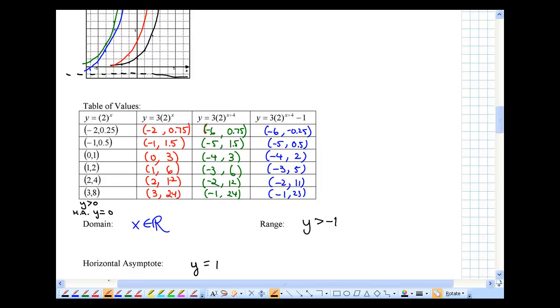I'm going to get you to turn the page and try example B. Let's just at least go through the first part together, and then hopefully you can do the table of values, graph it out, domain and range, and the asymptote all by yourself. All right, turn the page.